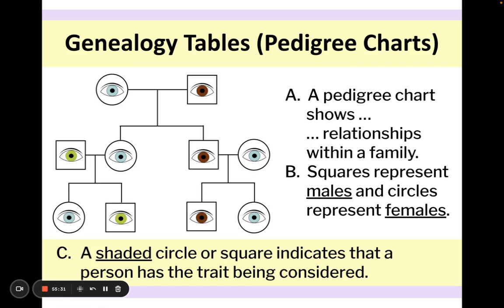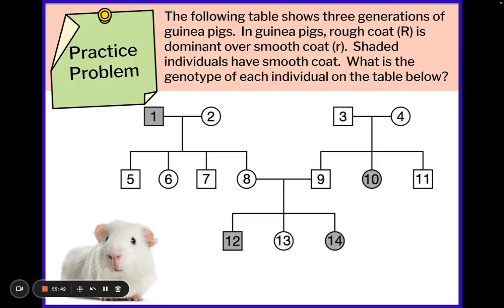Now, if you're heterozygous for a trait or a carrier, you can color in half, because it really tells you, hey, this person is heterozygous, but you have to know for sure. You can't make any assumptions when we're doing this. So let's talk about this practice problem right here.